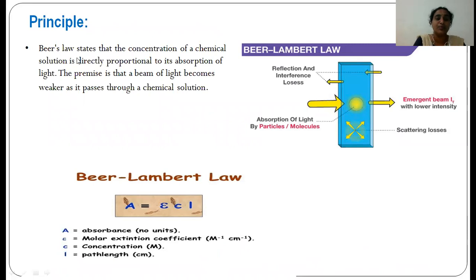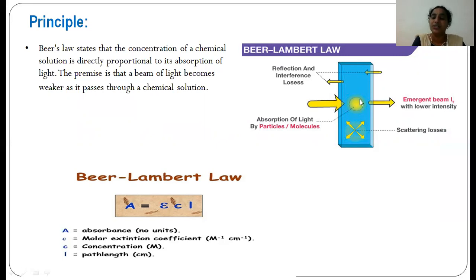Coming to the principle involved in Beer-Lambert's law. According to Beer-Lambert's law, the concentration of a chemical solution is directly proportional to its absorption of light. Here, this is our sample solution. Whenever we pass light on the sample, the sample will absorb some of the incident light, and the remaining light is transmitted by the sample. So the transmitted light intensity is always lower than the incident light.